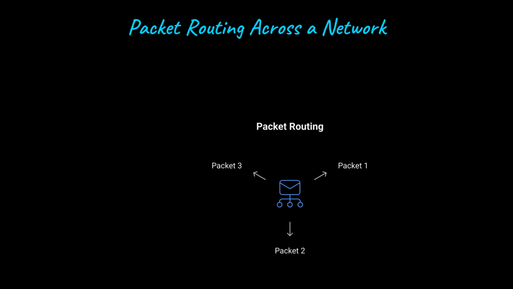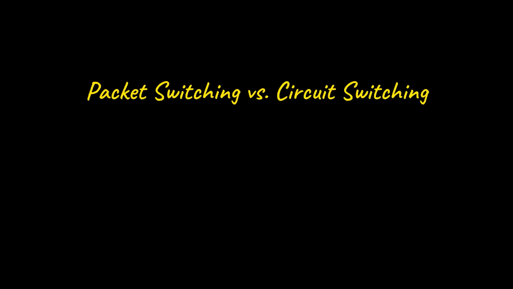The packets are released into the network independently. Each router along the way examines the destination address and chooses the best available path forward. Packets from the same message can take completely different routes and may even arrive out of order. Unlike circuit switching, which reserves one dedicated path for an entire conversation, packet switching shares network links across many users at once. If a link is congested or broken, packets simply take another route, making the network resilient to failures.